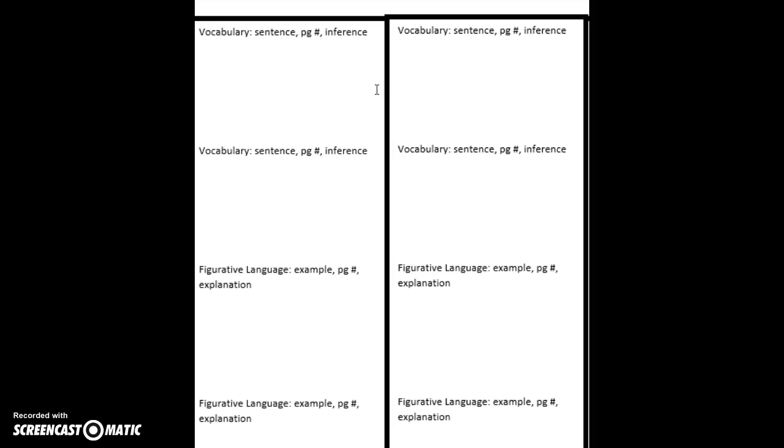Don't go to the dictionary to look up the word. Make your best judgment based off of the evidence that is there on what the word means. You're going to do this twice for each section of your reading. One word here, your second word here.